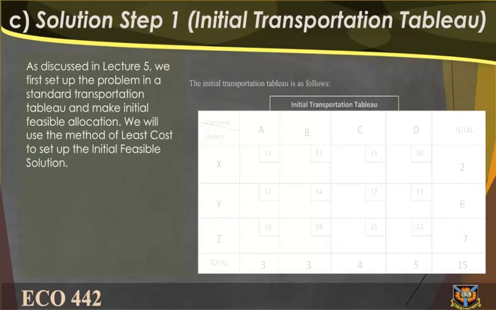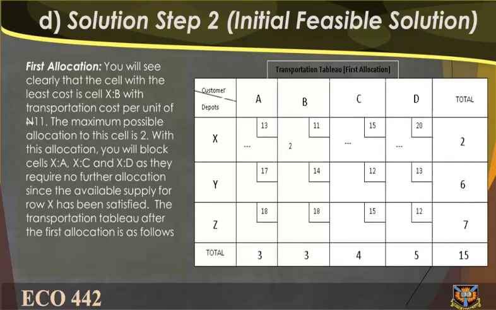C. Solution step 1. Initial transportation table. As discussed in lecture 5, we first set up the problem in a standard transportation table and make the initial feasible allocation. We will use the least cost method to set up the initial feasible solution. D. Solution step 2. Initial feasible solution.